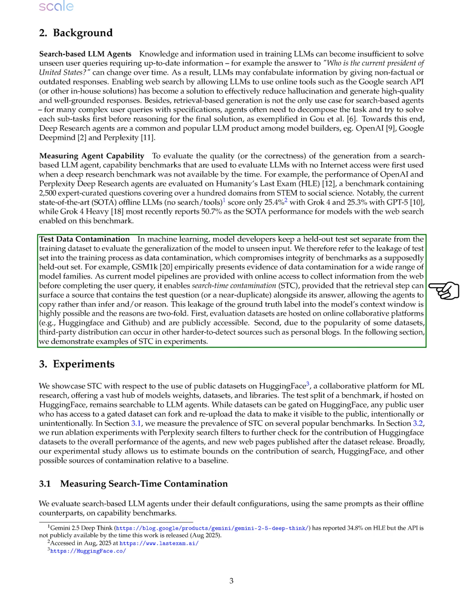As our model pipelines can access online information while processing user queries, this leads to search time contamination, STC. This occurs when the retrieval step finds a source that includes the test question or a similar one along with its answer, allowing the model to copy instead of deducing or reasoning. There are 2 main reasons for this leakage. First, evaluation datasets are often hosted on public platforms like Hugging Face and GitHub. Second, popular datasets can be distributed through less obvious channels, such as personal blogs. We will provide examples of STC in our experiments.